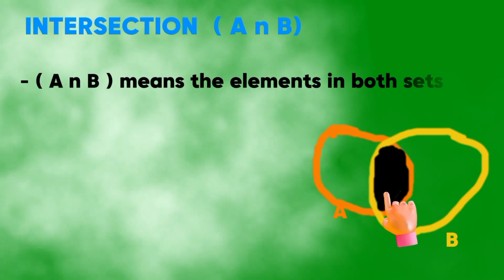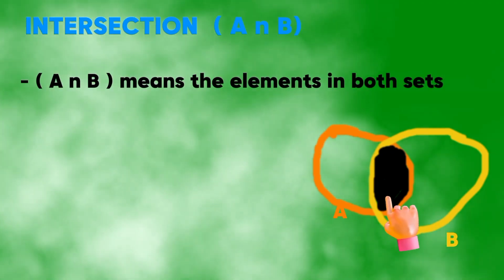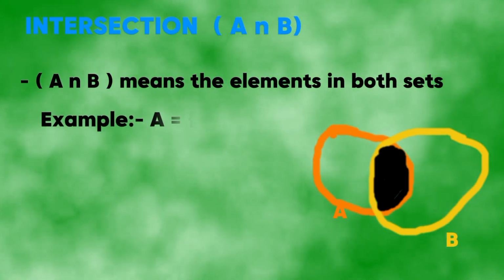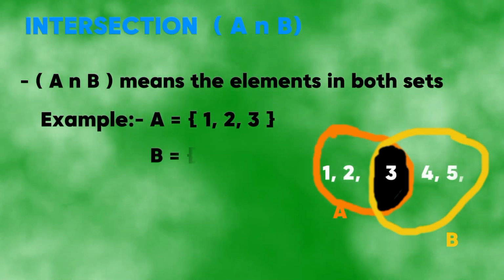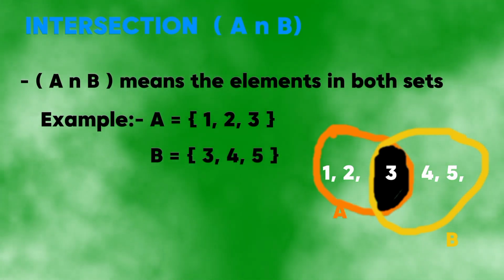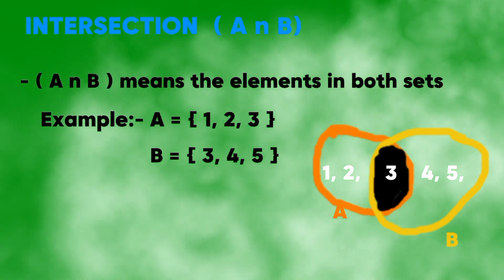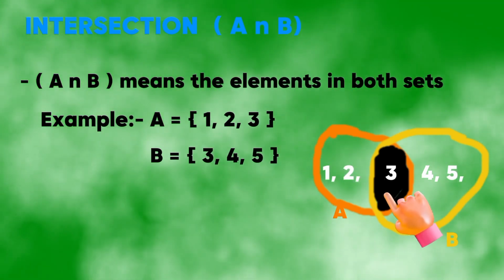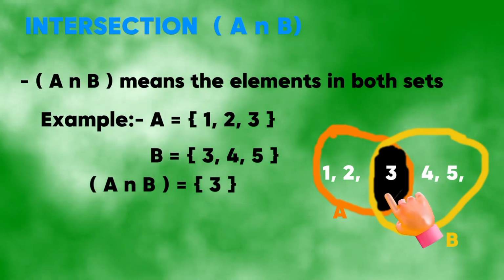Intersection, A intersection B. Now let's look at something different. What if we only want the common elements? This is called the intersection. A intersection B equals elements in both A and B. Using the same example: set A equals {1, 2, 3} and set B equals {3, 4, 5}. Which number is in both sets? Only 3. Result: A intersection B equals {3}.